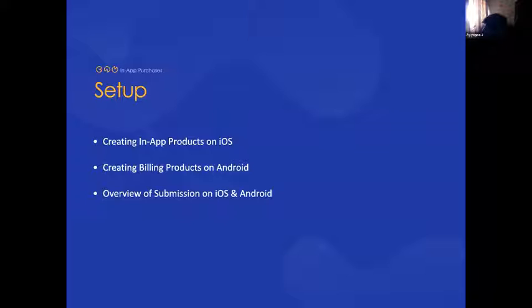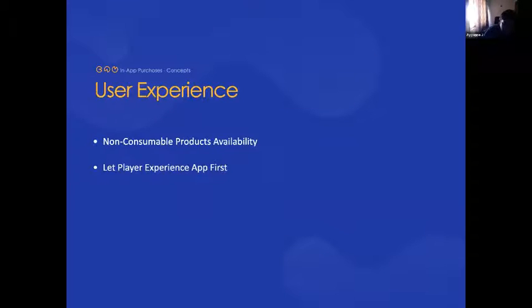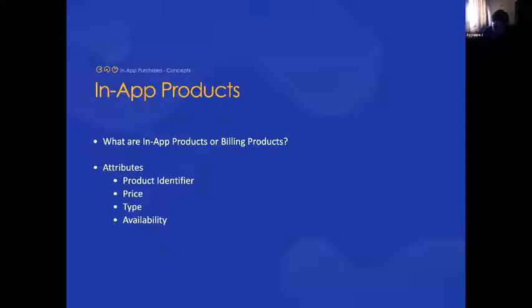And coming to the setup. For in-app purchases to show up in your app, there is some setup on both iOS and Android. You need to go to their dashboards and give the details about your in-app product items, and then you need to set a price. You need to set a type, what type of in-app purchase it is: consumable, non-consumable, or a subscription model. And availability. Availability is basically where exactly this in-app purchase is available.